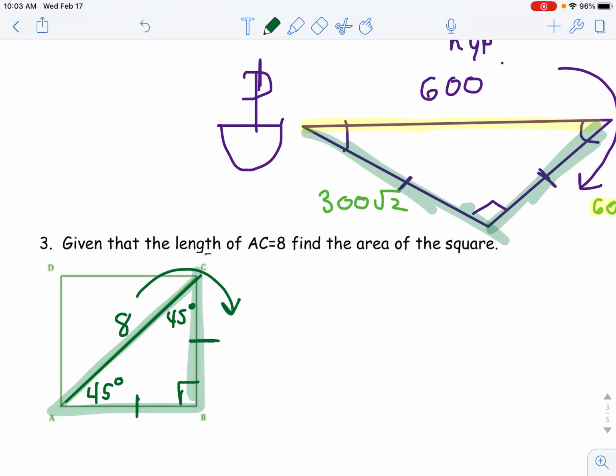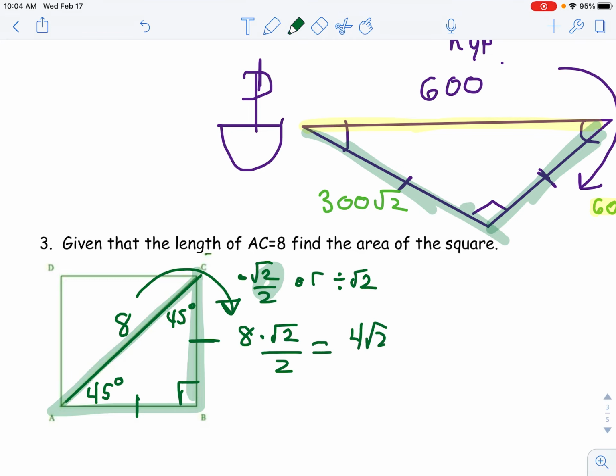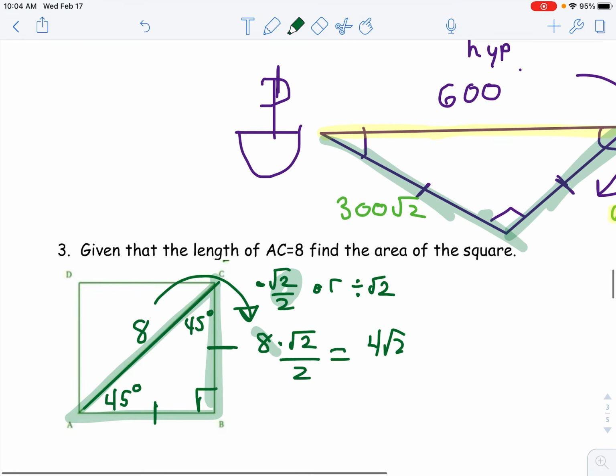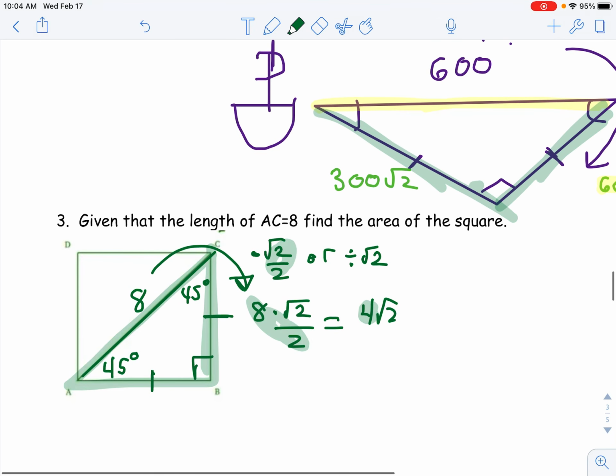All right, so to go this way, we're going to multiply by radical 2 over 2. And again, I'm always writing "or" just so you remember that, but I'm just going to use this first rule. So I'm going to have 8 times radical 2 over 2. And we're going to get 4 radical 2. All right. So that means that that's 4 radical 2.